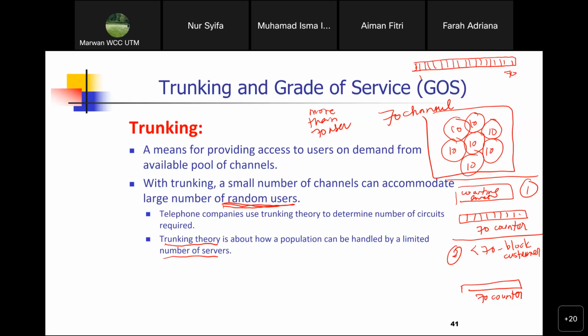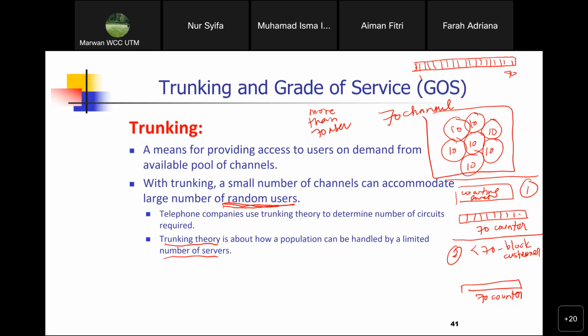So you can also use this to design your buffer: how many buffers you need to design in order to make sure that more data can pass through one router. It can also be applied on the highway, at your toll booth. You only have a limited number of toll booths, so if you arrive and someone is already in the toll booth, you queue. So you have trunking theory, then you have another one, queuing theory.